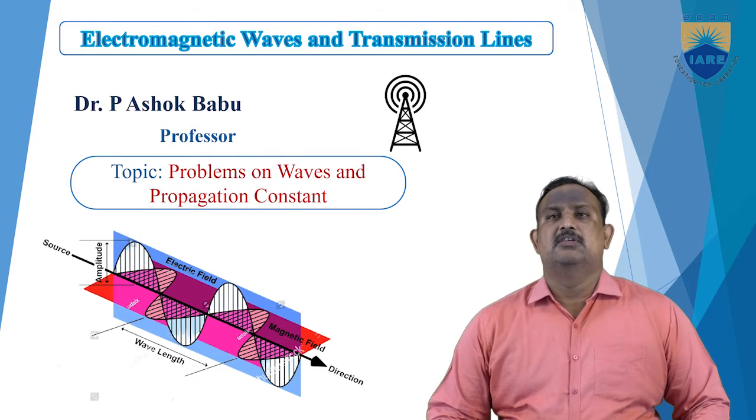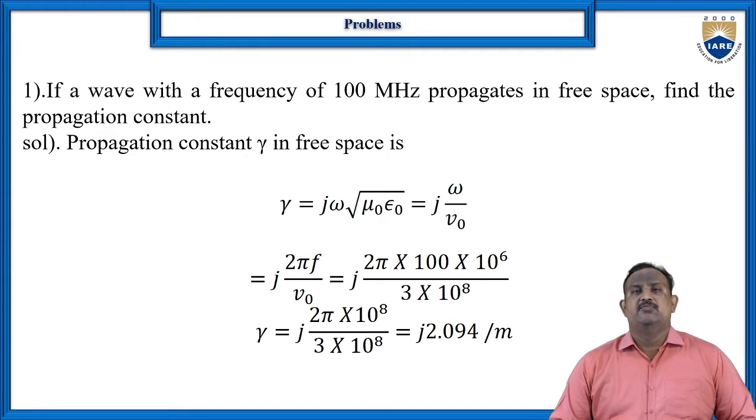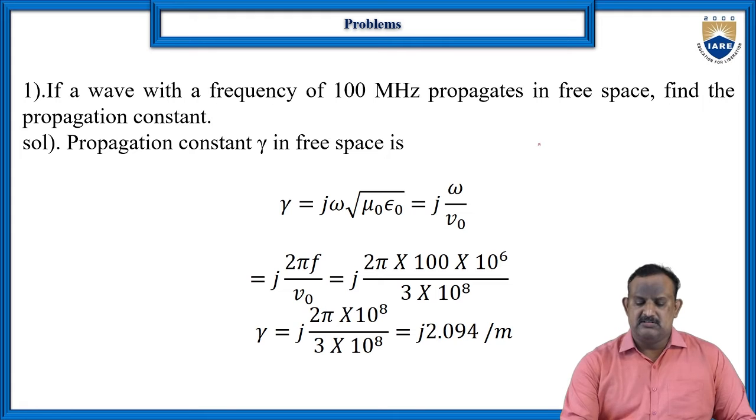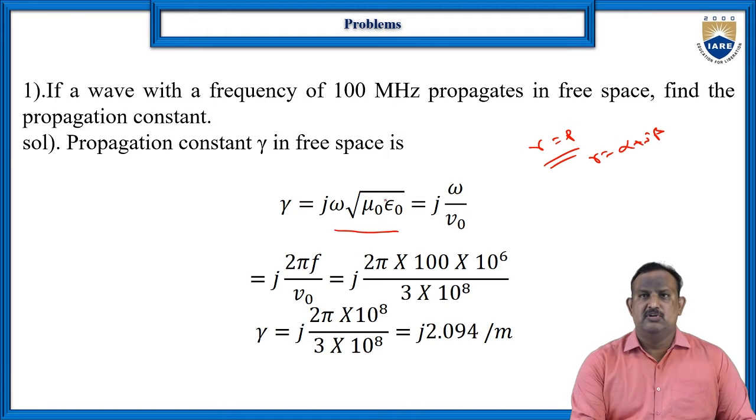In this video, I'm going to discuss some problems in wave propagation. The first problem: if a wave with a frequency of 100 megahertz propagates in free space, find the propagation constant. Here the propagation constant is gamma, also denoted with P. Gamma is equal to alpha plus j beta, or in another way, gamma is equal to j omega into root of mu naught into epsilon naught.